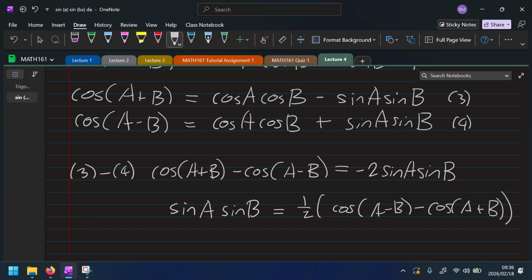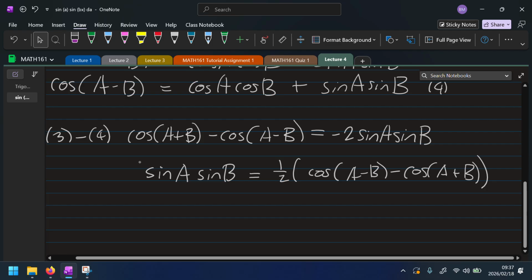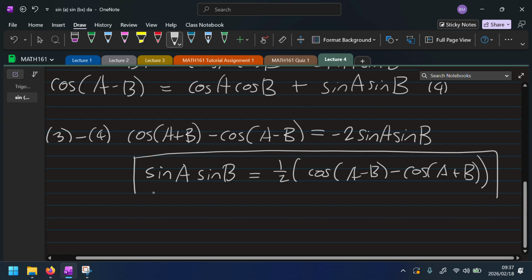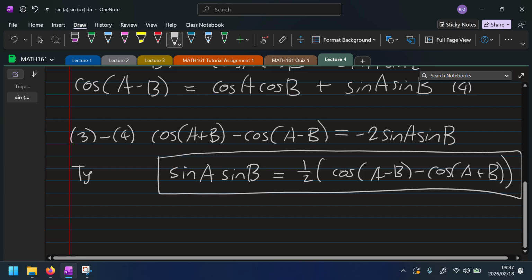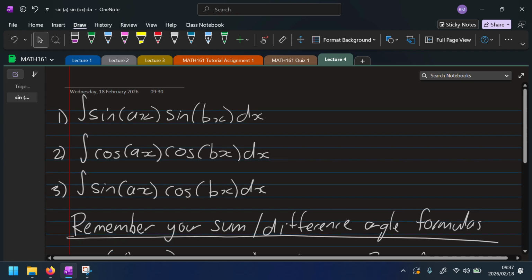Everyone see what we did there? On the left, we have a product of sine A sine B. And then on the right, we have just two normal trig functions by themselves. So the product is now gone. Please put a box around this first one, and label it type 1. We're going to use that identity for the first type of integrals.